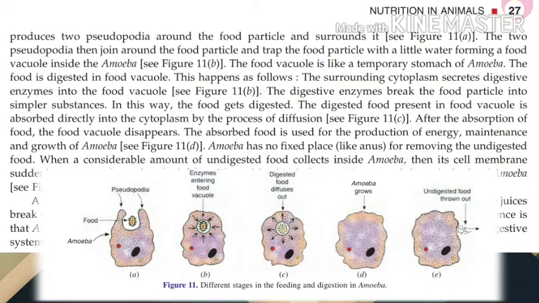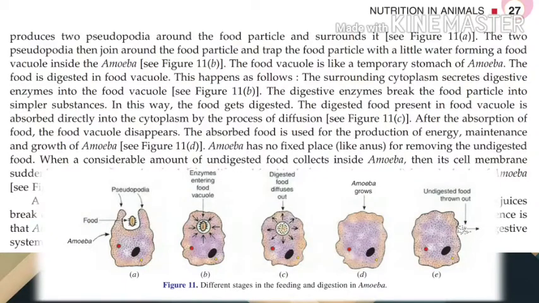Now what will happen? The next stage in the process of nutrition is what? Assimilation. So what will happen with the absorbed food? After the absorption of food, the food vacuole disappears. Okay? The absorbed food is used for the production of energy, maintenance and growth of amoeba. Look at figure 11d. And the amoeba grows. Understand?